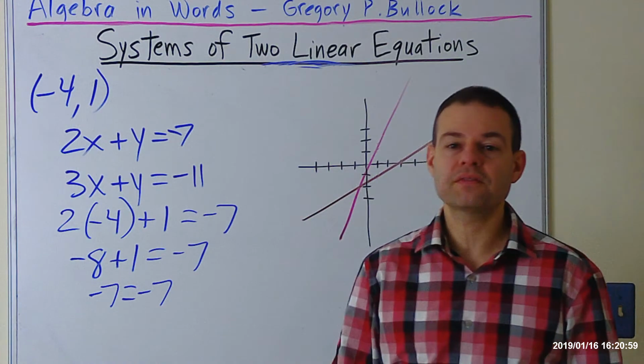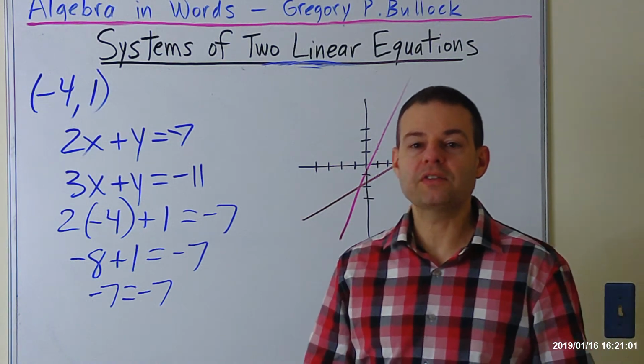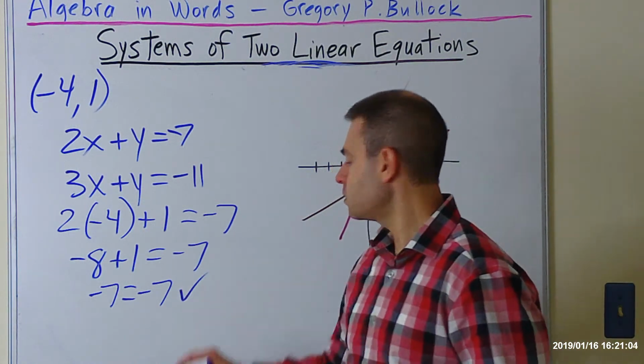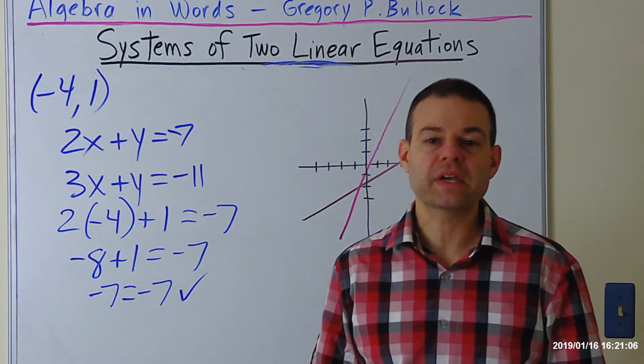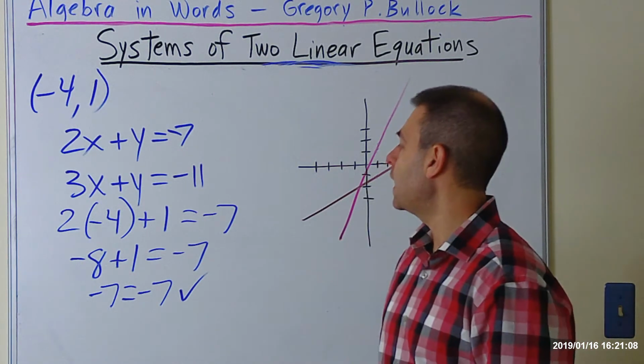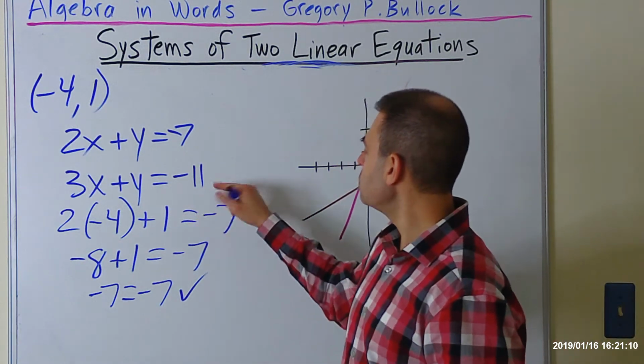-7 equals -7, right? So usually I just put a check mark next to that to show that it checks out. The left side equals the right side. Okay, and now let's do this equation.